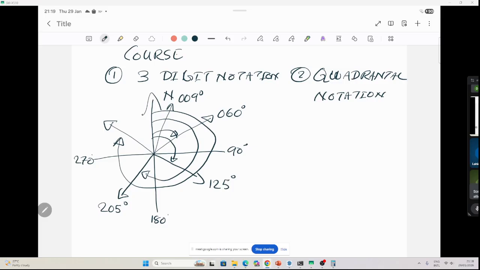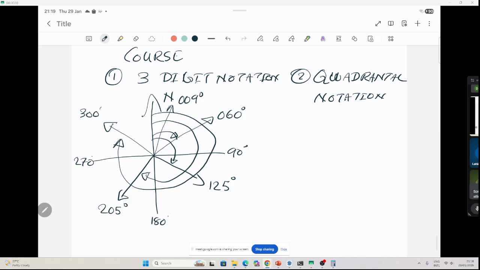270. So let's say this is 300, for example. So you can see 3 digits always. You always write 3 digits in this notation and measure it clockwise. Okay. So this should be 090. Okay, this is 180. So can you see 3 digits? Are we clear?